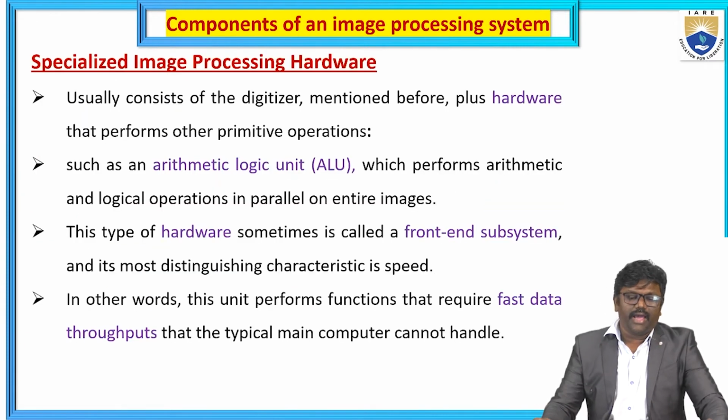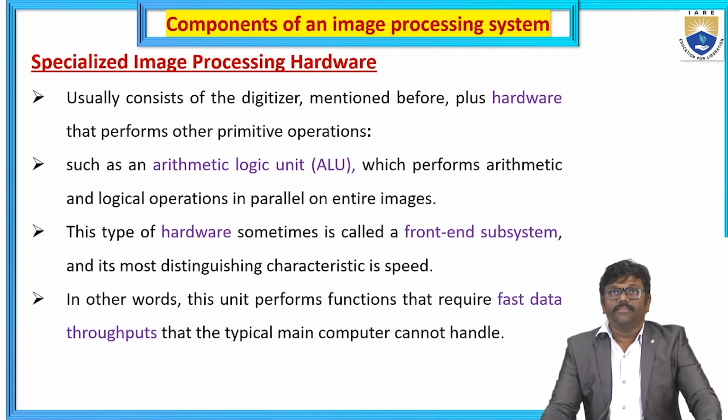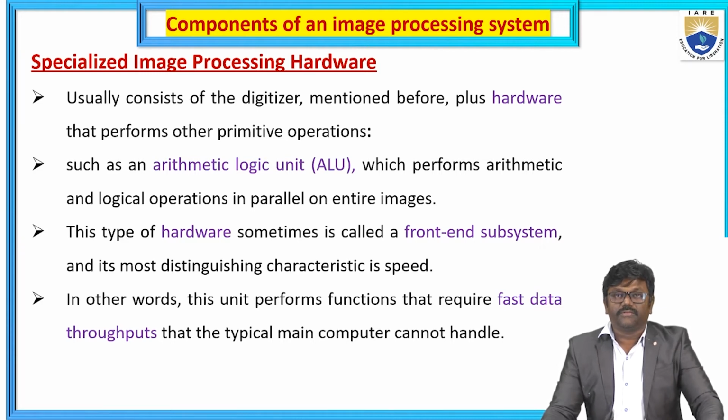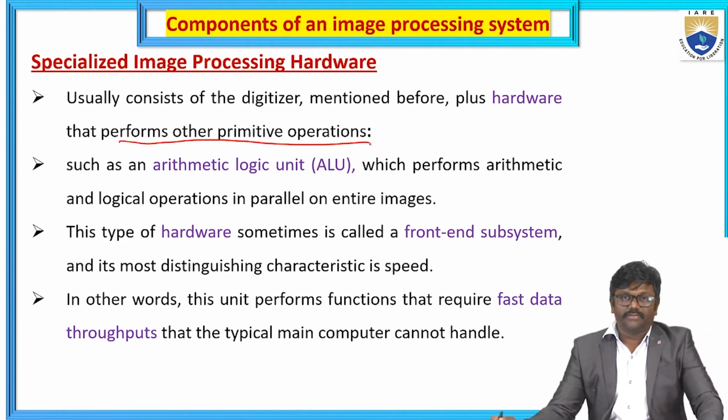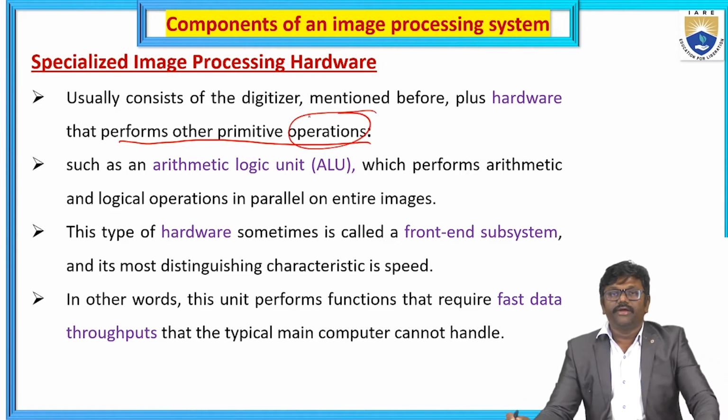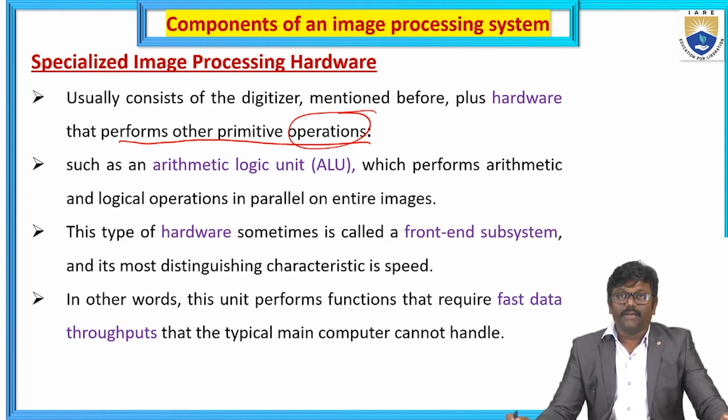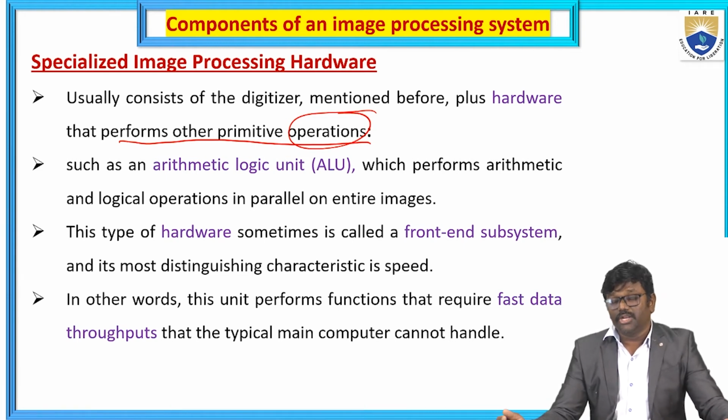Next, let us see the other component, the detailed component, which is the specialized image processing hardware. When we consider specialized processing hardware, it means we perform other primitive operations. The operations we use to process in the specialized image processing hardware depend upon the different operations. What operations we will understand as per our syllabus, we will discuss in detail later on.